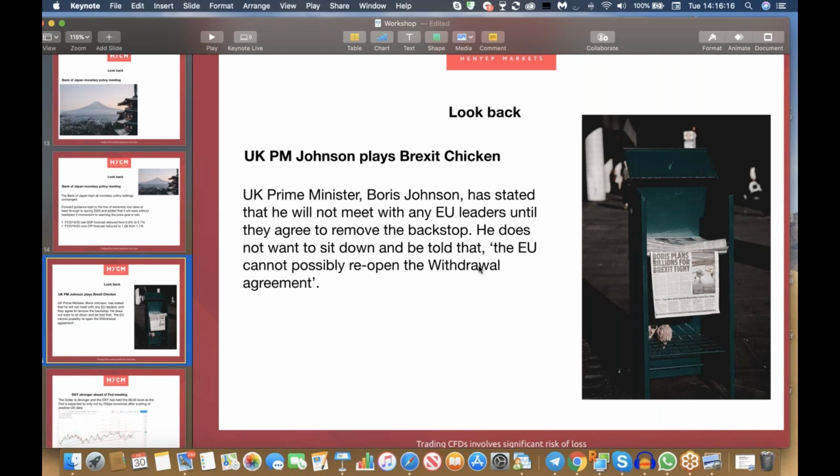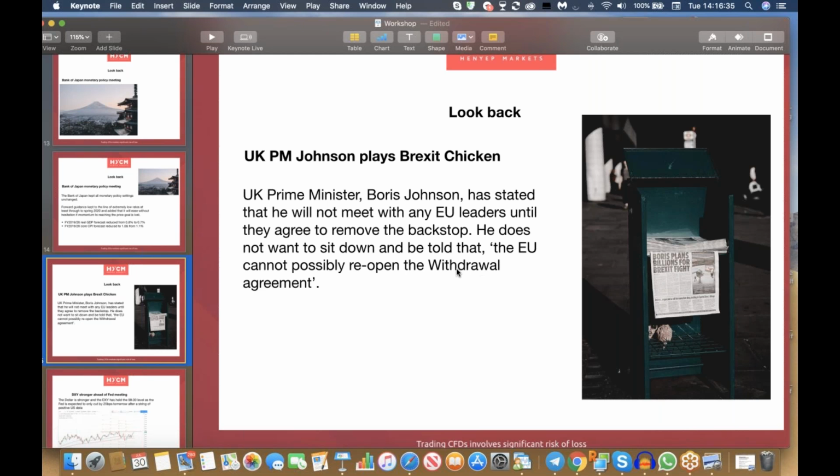Boris is saying that you have to remove the backstop deal. There's no way we're going to have a hard border. We need to reopen the withdrawal agreement, essentially. Whereas the European Union is saying there's no way we're going to do that. So there's an impasse. Both sides are really digging their heels in.